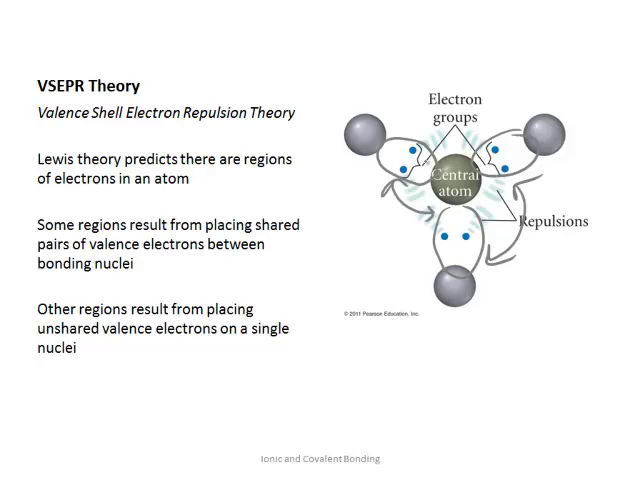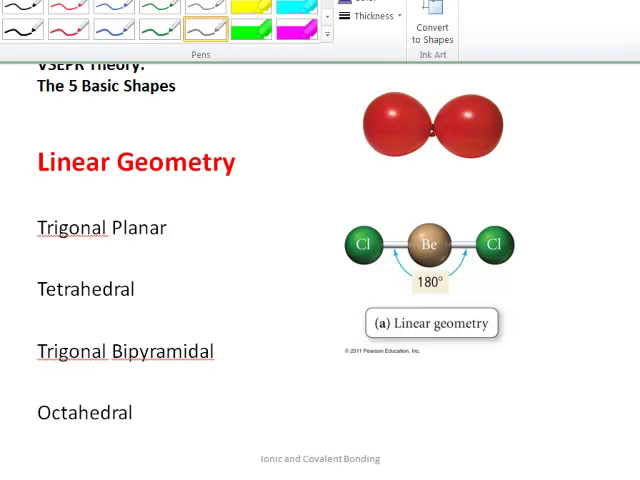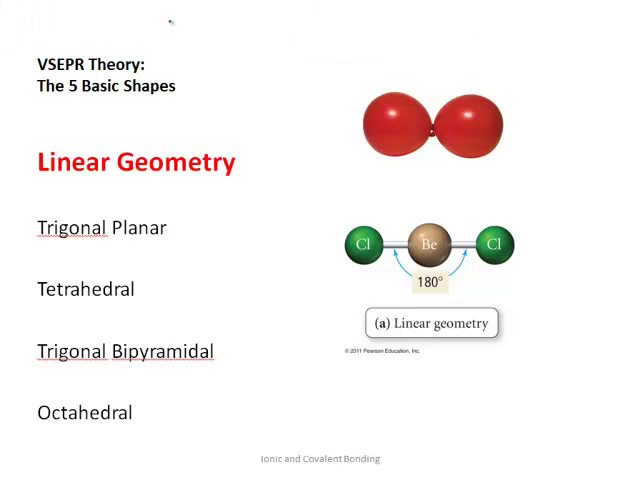So in trying to figure out the three-dimensional structure, what we're going to need to do is figure out how many electron groups a molecule has, or how many electron groups are around a central atom, and then figure out how far those electron groups can get away from each other in three-dimensional space. So the first example would be a linear geometry, and this sets up when the central atom has 2 electron groups.